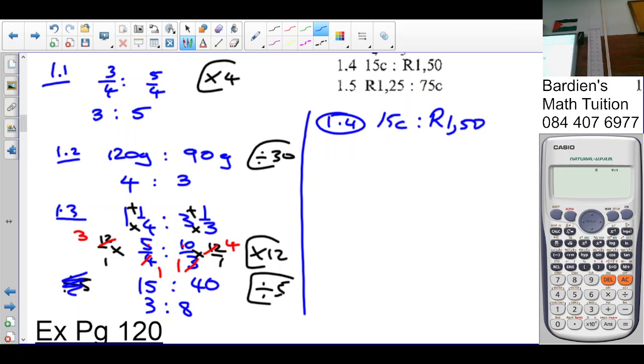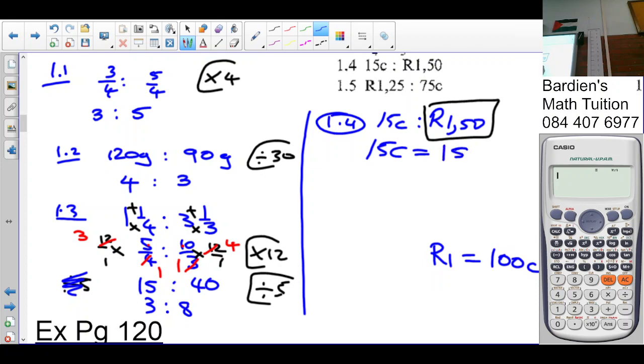1 rand is equal to 100 cents. That's where the 00 comes in. So 100 cents is equal to 1 rand. So if I convert this to cents, then this will be 15 cents is to 150 cents.